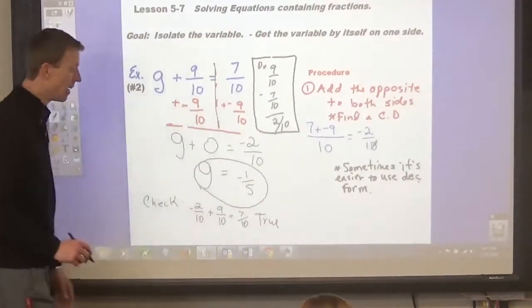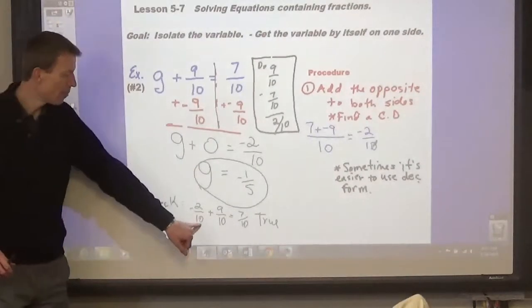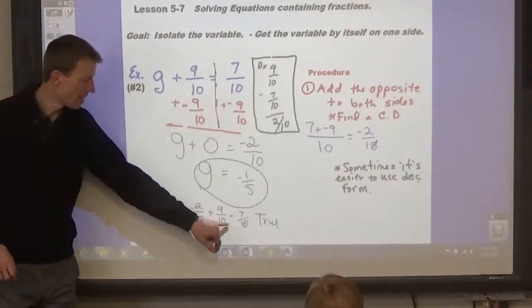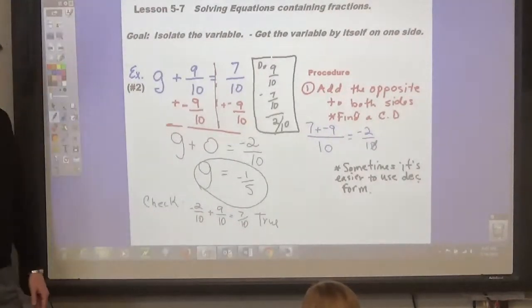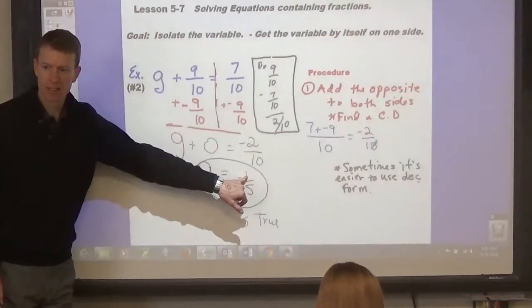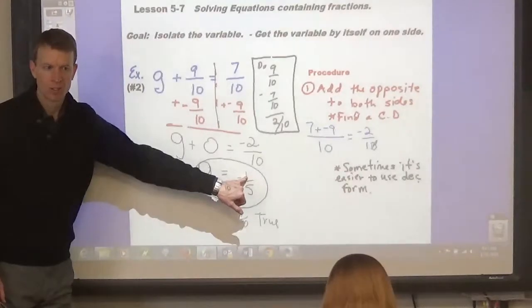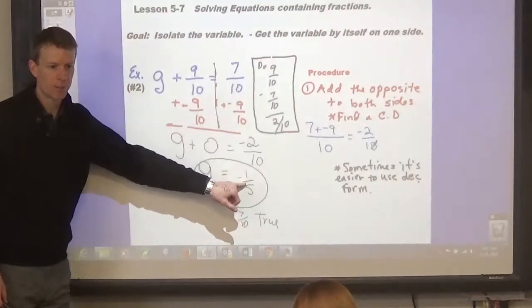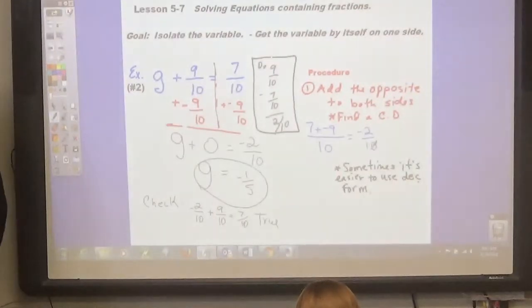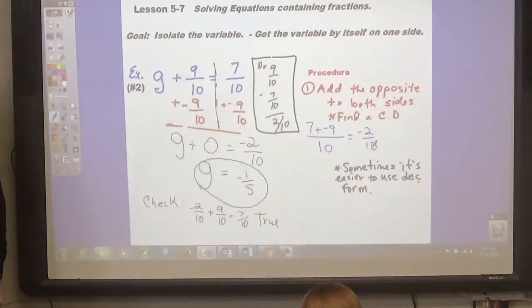Now, when you're checking it, you should keep the negative 2/10. Use the negative 2/10 because that is the common multiple. But your solution has to be in simplest form. So make sure you put your solutions in simplest form. Okay? Let's try another one together.